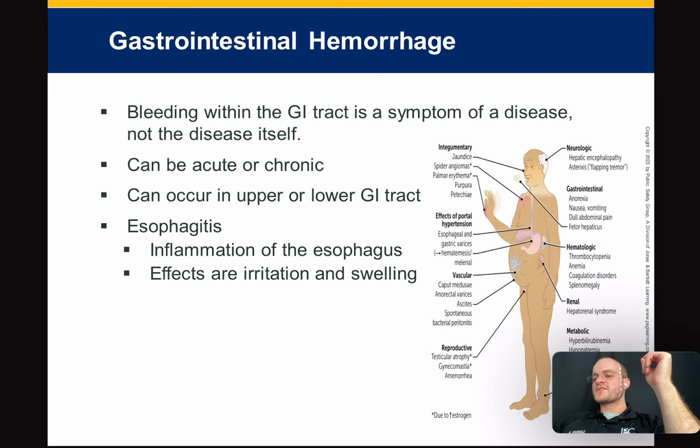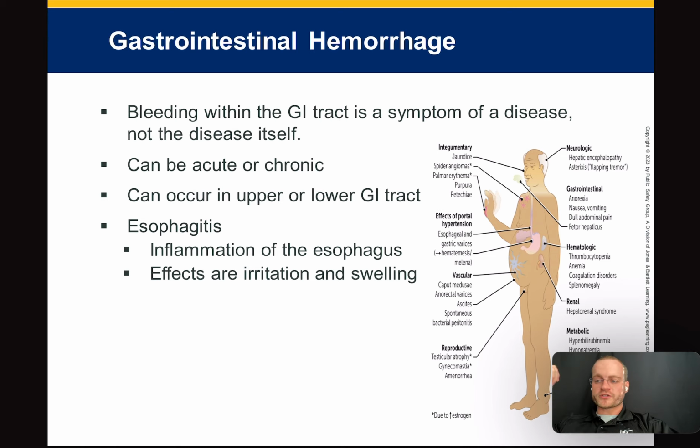So you can end up with this thing called, and this picture doesn't make sense, it makes more sense later, but called gastrointestinal hemorrhage, right? So you can bleed from your guts, okay? And so this can happen for a variety of reasons, right? But bleeding within the GI tract is a symptom of a disease. It's not the disease itself, right? And so that's like someone vomiting blood, right? That means, yeah, that's a problem. But why are they vomiting blood, right?